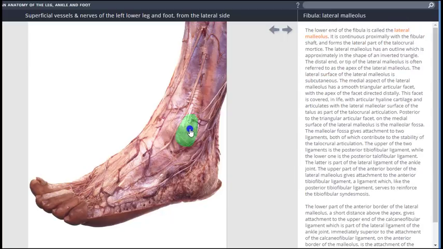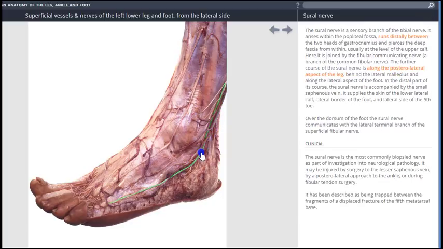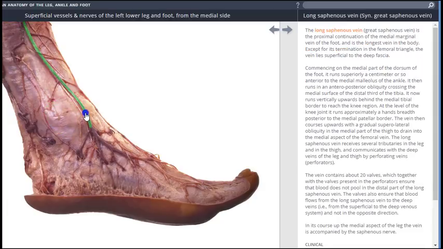Behind the lateral malleolus, we have a superficial vein and cutaneous nerve. The superficial vein is the short saphenous vein. The superficial nerve is the sural nerve, which supplies the skin on the lateral aspect of the foot. Medial view, medial malleolus, and in front of the medial malleolus we have a superficial vein and cutaneous nerve. The superficial vein is the great saphenous vein and the saphenous nerve, which is a branch of the femoral nerve and supplies here the skin on the medial aspect of the foot up to the ball of the big toe, this area.